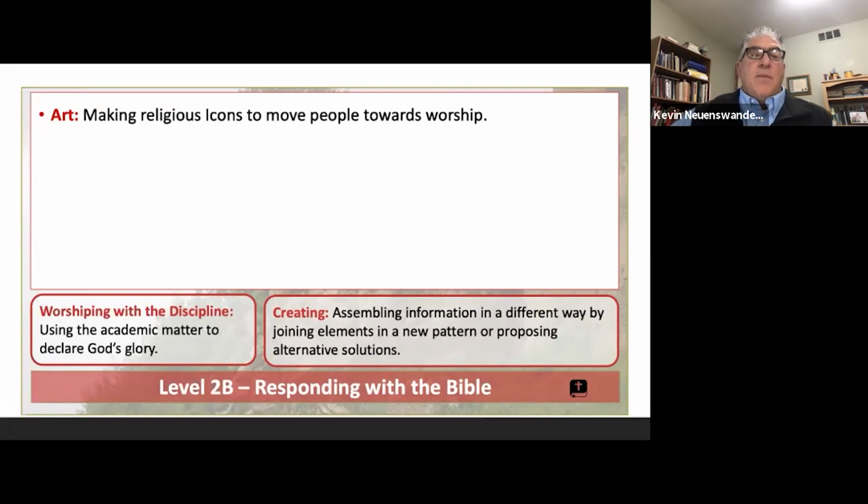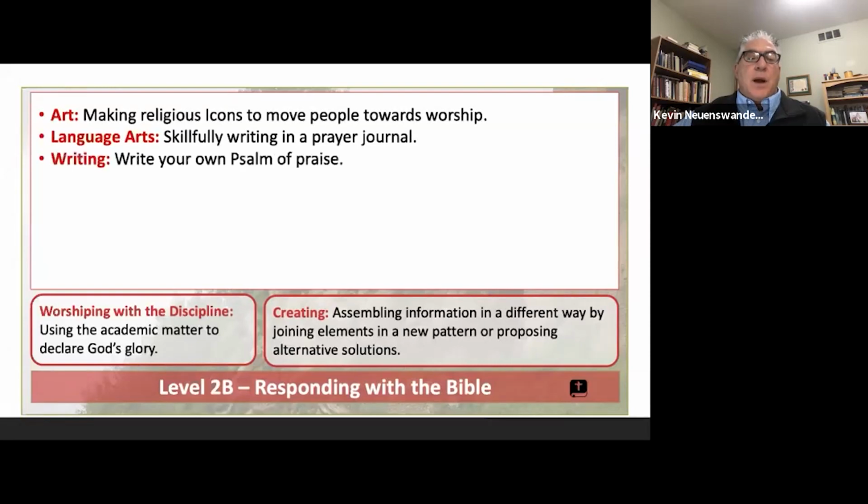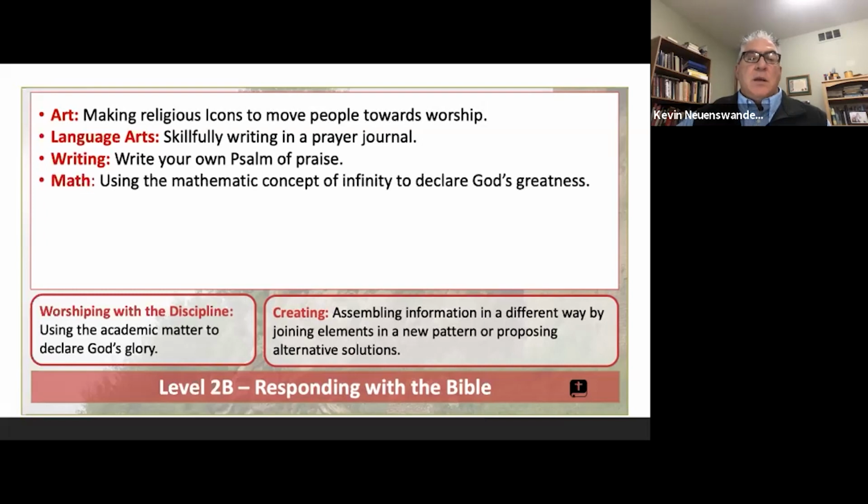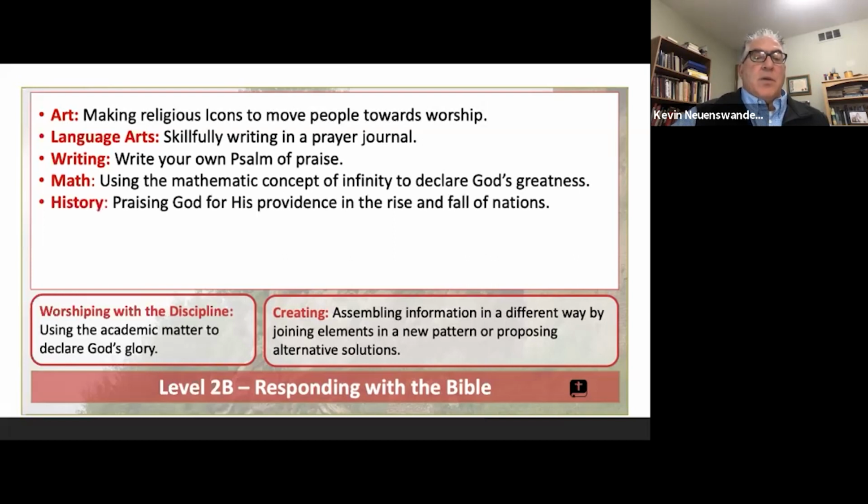With art, making religious icons to move people towards worship. Language arts, skillfully writing in a prayer journal. Writing, write your own psalm of praise to God. Math, using the mathematic concept of infinity to declare God's greatness. So you really worship God with that. History, praising God for his providence in the rise and fall of the nations.